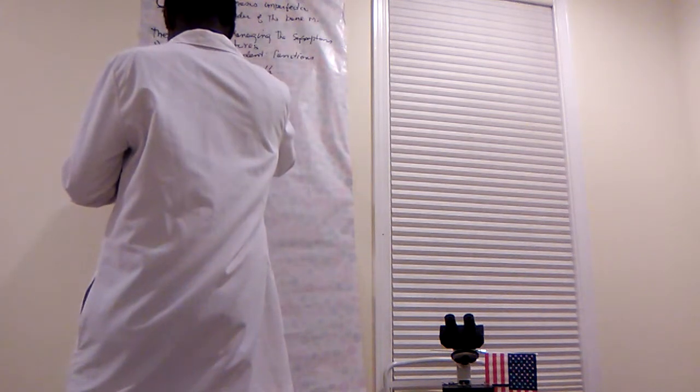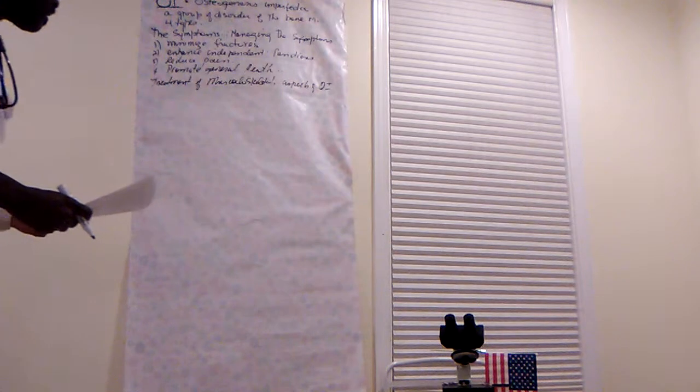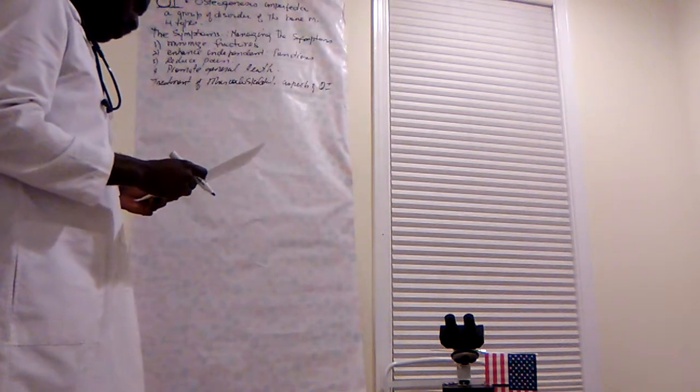Okay, so we move on now to the treatment of the musculoskeletal aspects of osteogenesis imperfecta. We just abbreviate it as OI. So we're going to be treating the musculoskeletal aspect of the osteogenesis imperfecta.